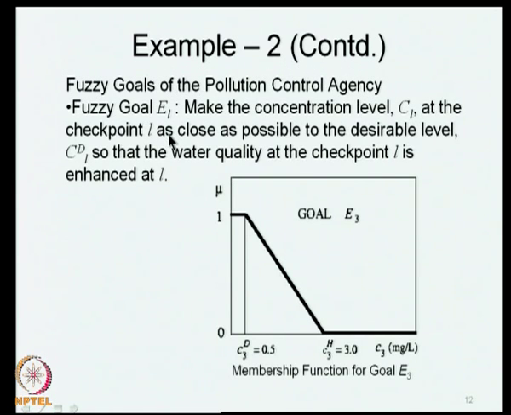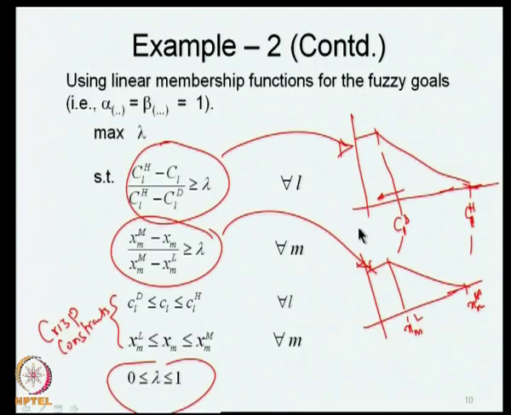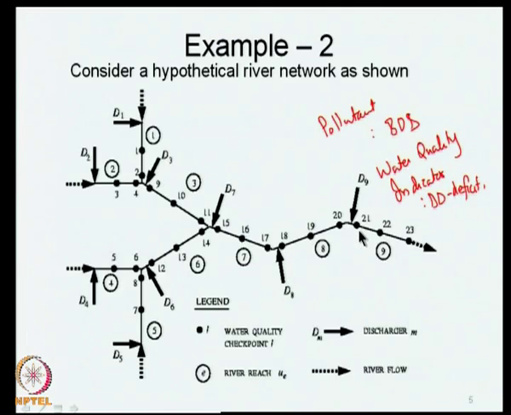So, what is fuzzy goal EL? It is make the concentration level CL, we are talking about the pollution control agency goal, CL at the checkpoint L as close as possible to the desirable level CLD. So, we want to bring it as close to CLD as possible, so that the water quality at the checkpoint L is enhanced at the location L. For example, E3 you look at. So, we are talking about the goal of the pollution control agency for the location 3. Go back to the diagram and see where the location 3 is.